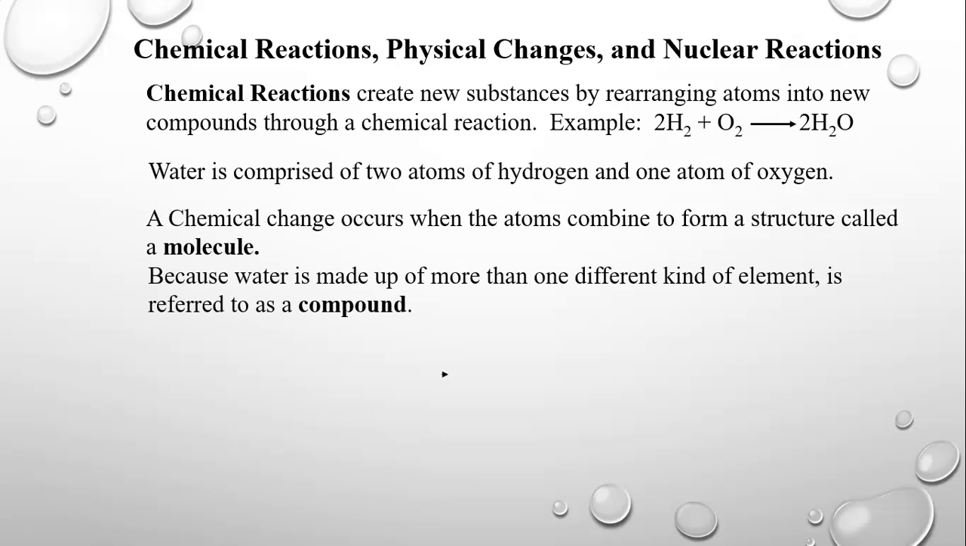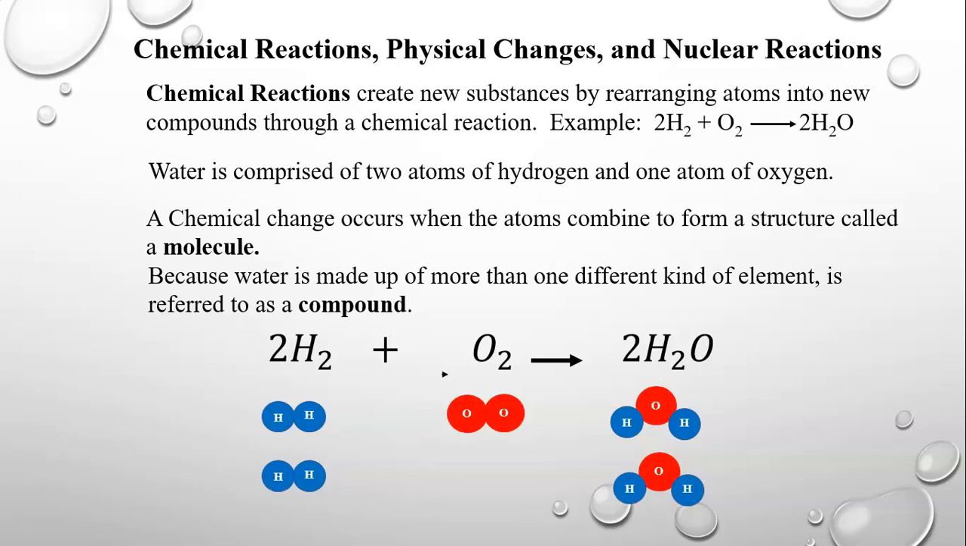Because water is made up of more than one different kind of element, it is referred to as a compound. So here's what's called a particulate diagram. You see what a hydrogen molecule is: it's two hydrogen atoms put together. Hydrogen always likes to pair up with another hydrogen. It always does that. You'll never find hydrogen just by itself in a gas form. Gas meaning like floats in the atmosphere.